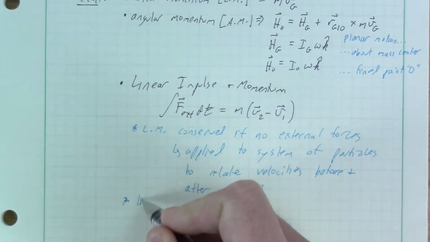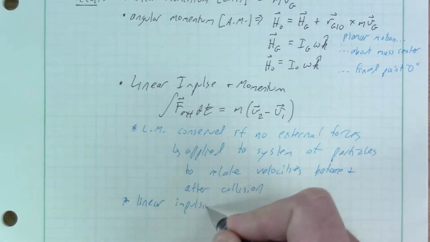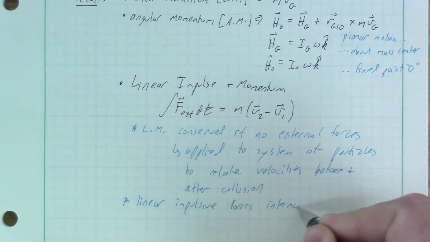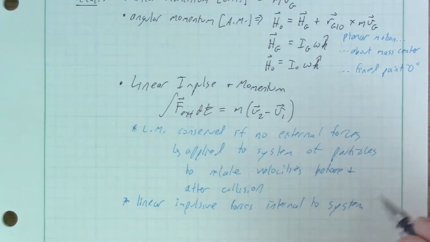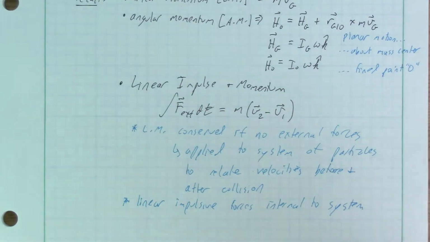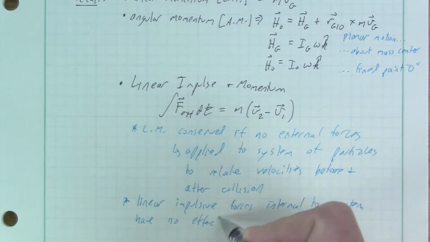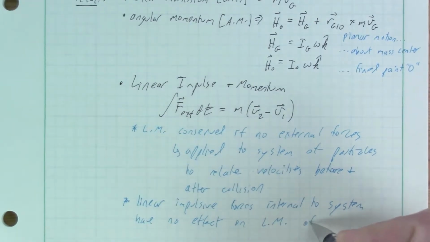The other thing we talked about was how linear impulsive forces that are internal to the system, related to what I said here, could be rather violent forces of the two particles on each other. They have no effect on this analysis here. They have no effect on the entire linear momentum of the system.